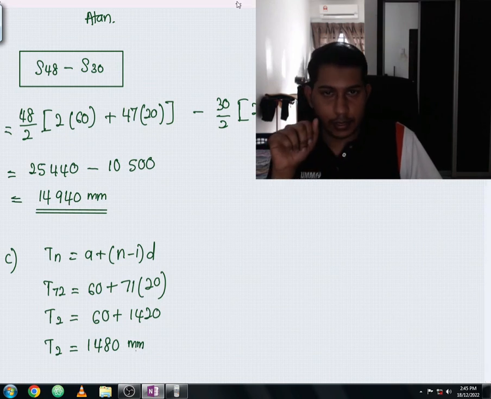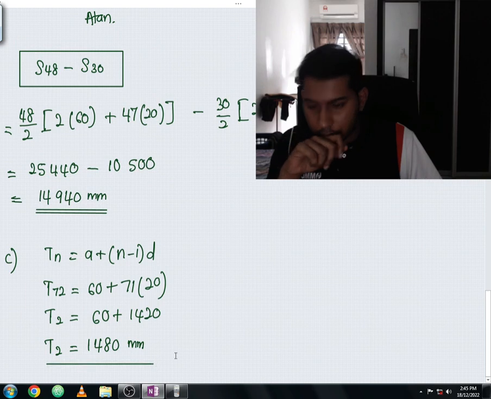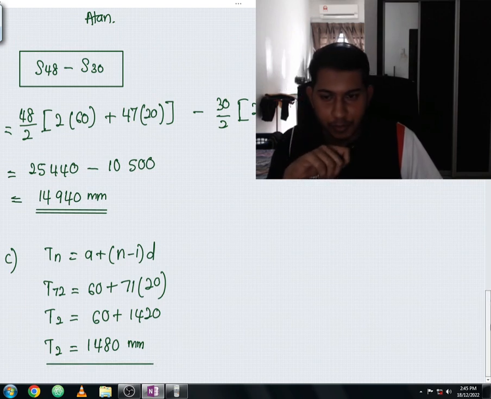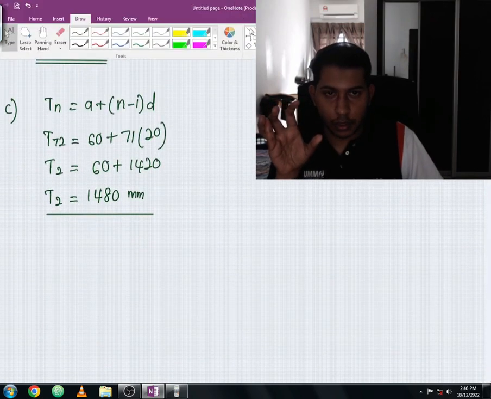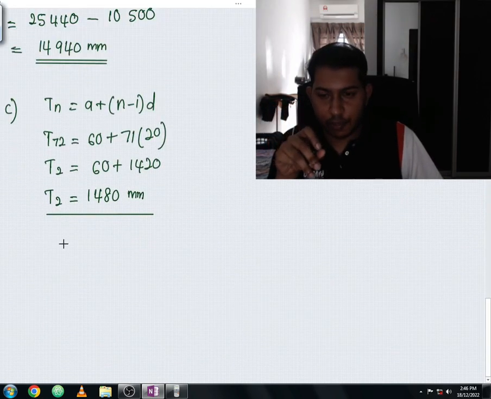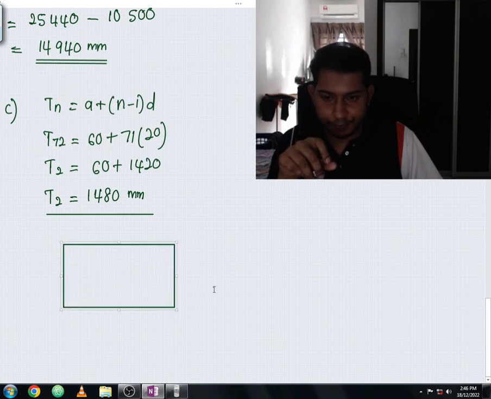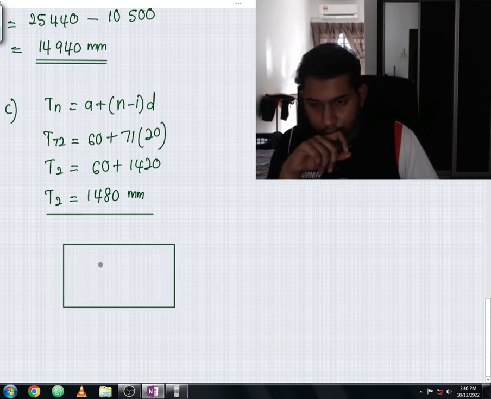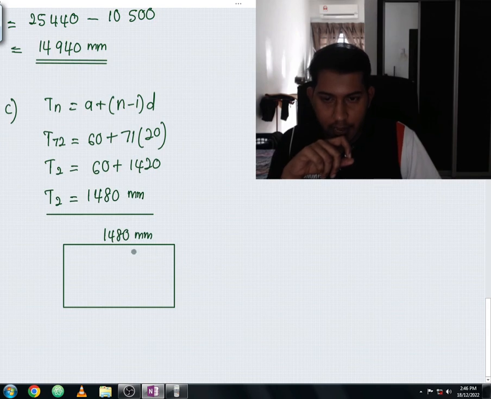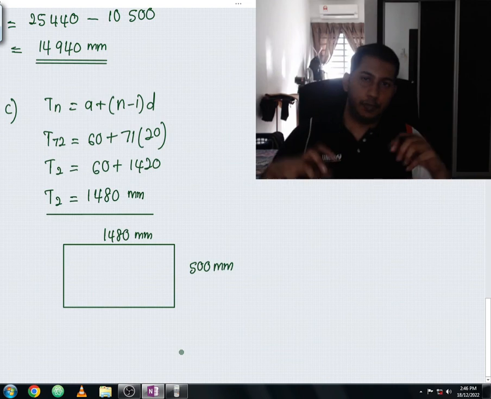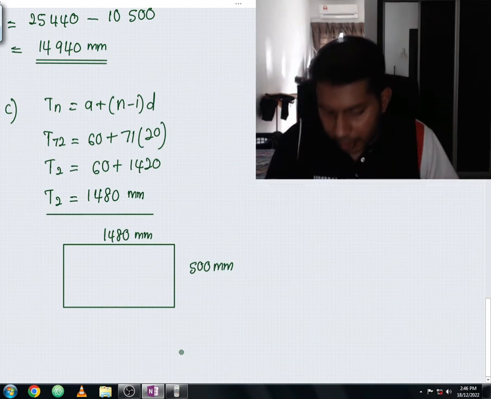Okay, let us underline this. So this is your very first step. From here you will have a rough idea that our sheet will look something like this: 1480 mm is your length and this is your width, guys, 500 mm, which is fixed.